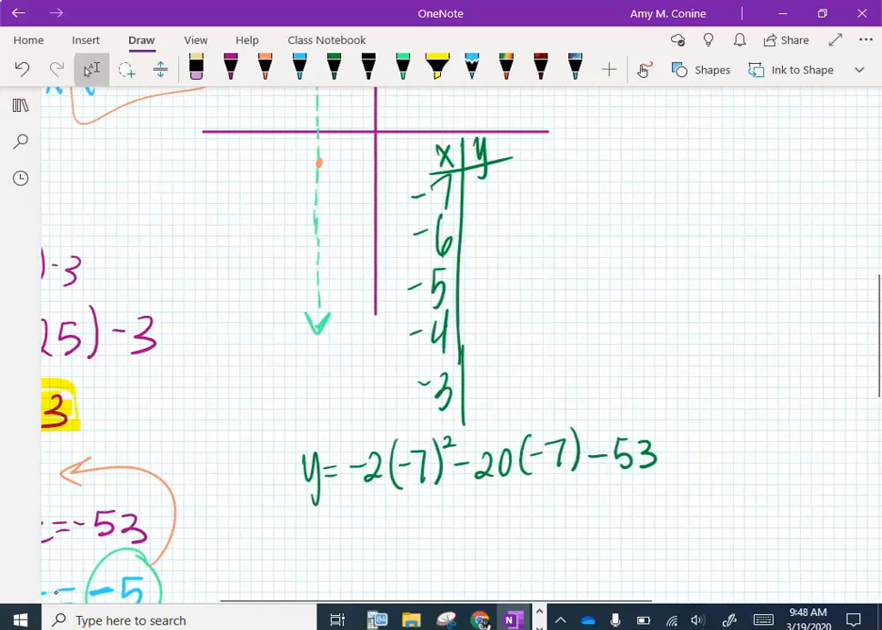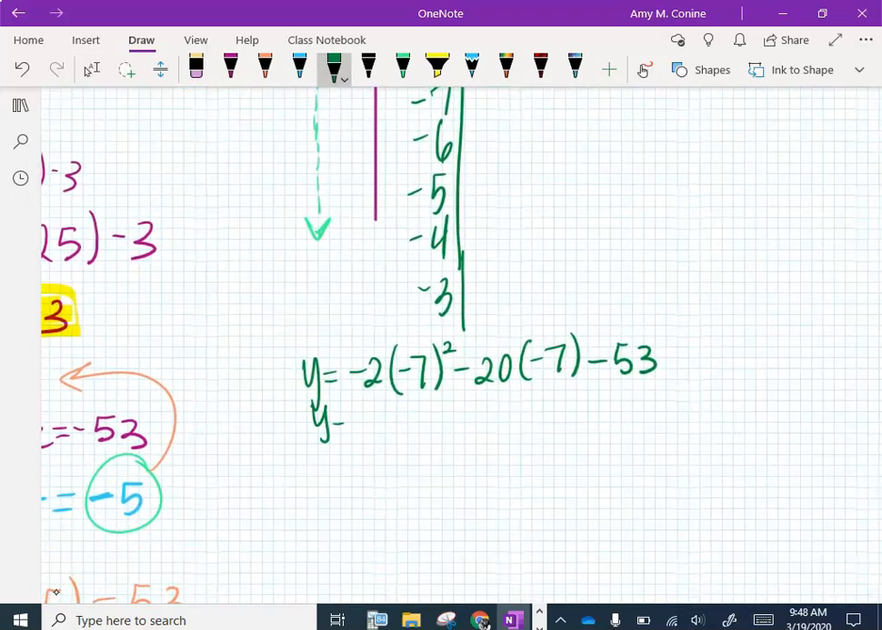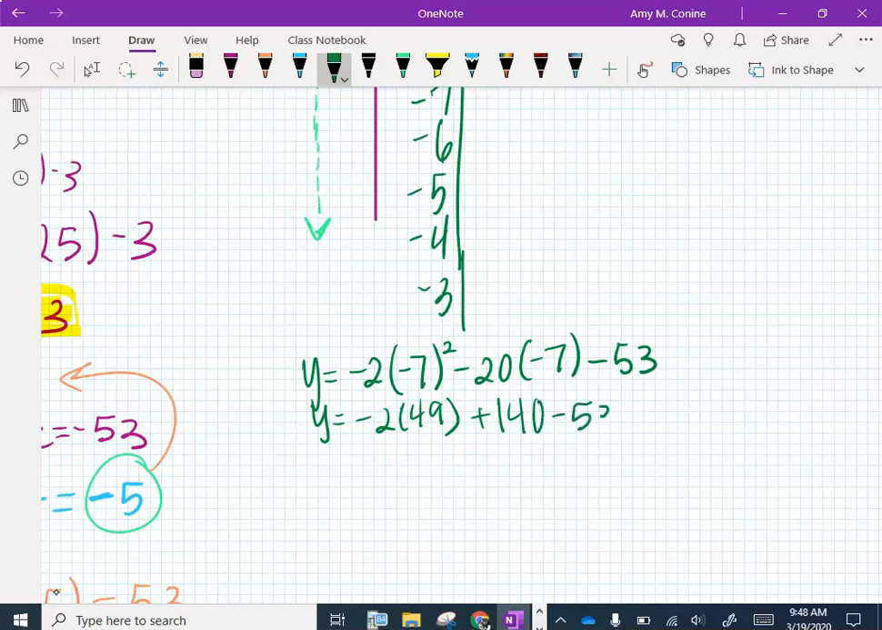So we've got -7 squared, which is 49. Then we've got times -2. This becomes a positive 140. Then we've got -98 plus 140 minus 53. So when all is said and done, we should have a y value that is equal to -11.